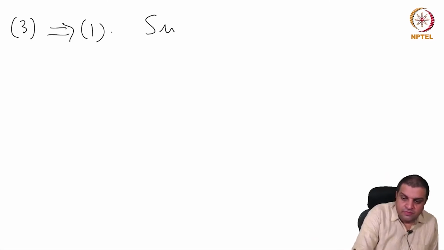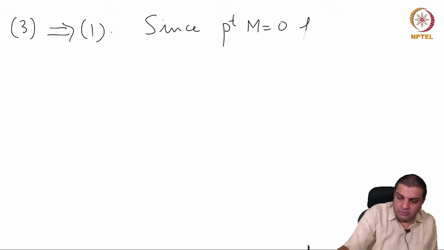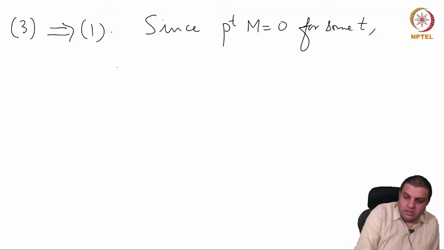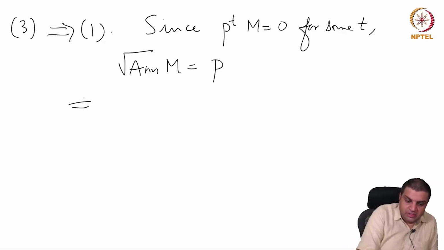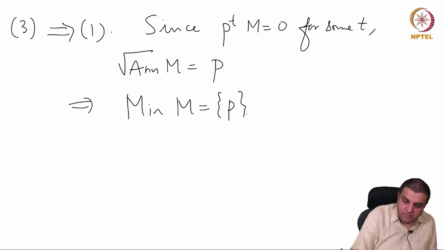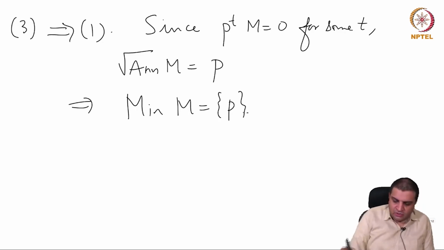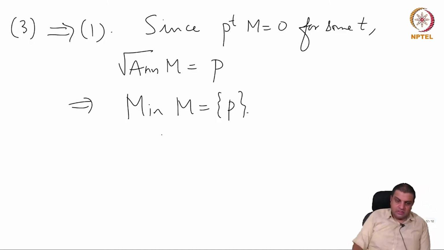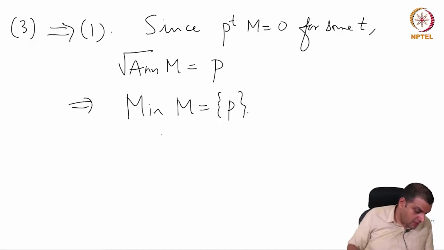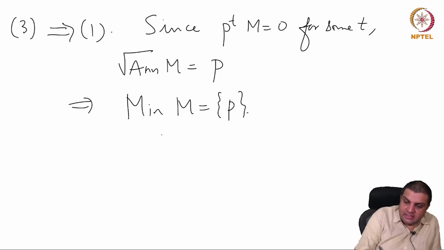Okay. So since P to the T annihilates M for some T, the radical of the annihilator of M is P. In other words, the minimal primes of M is the singleton set P. And sorry, I still would have to use the fact that there are no other associated primes. Okay. So now we need to show that.